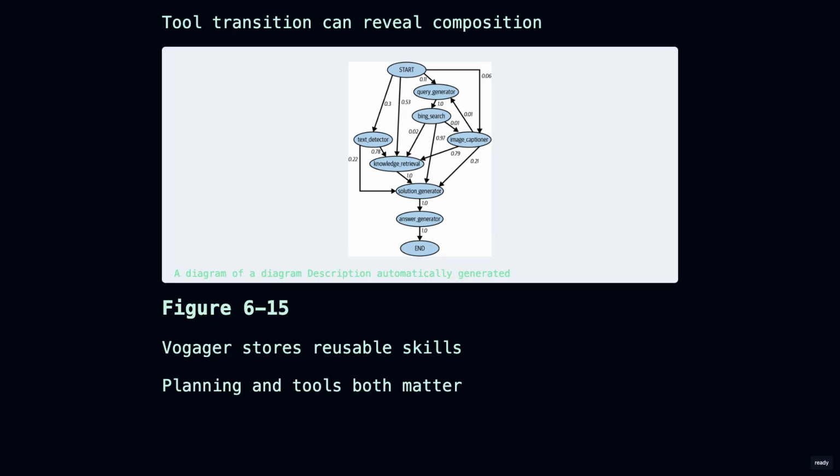To close this section, remember that agent success depends on two things: good planning and the right tools. If either one fails, the agent can fail, which is why the next topic is failure modes and evaluation.